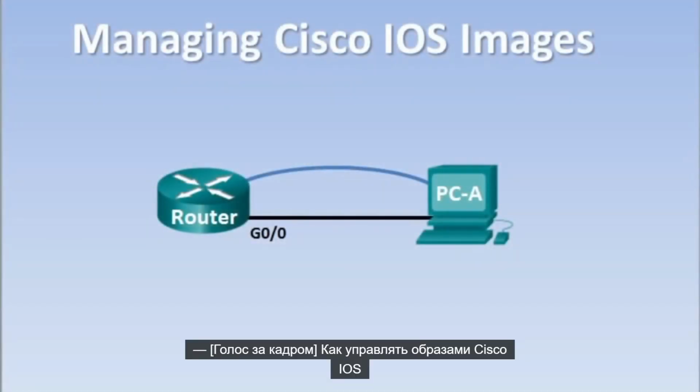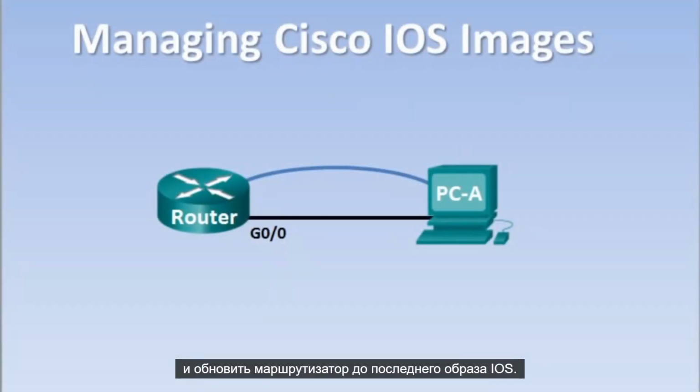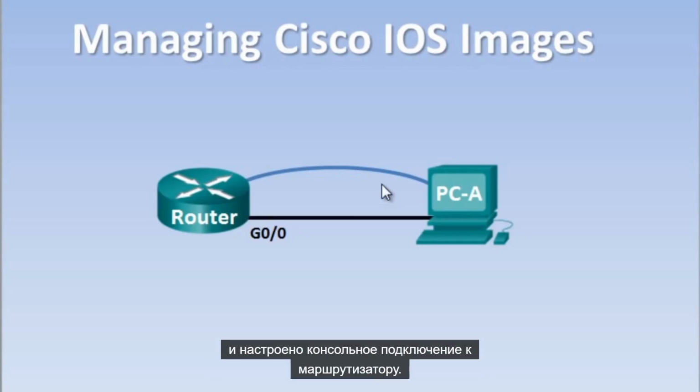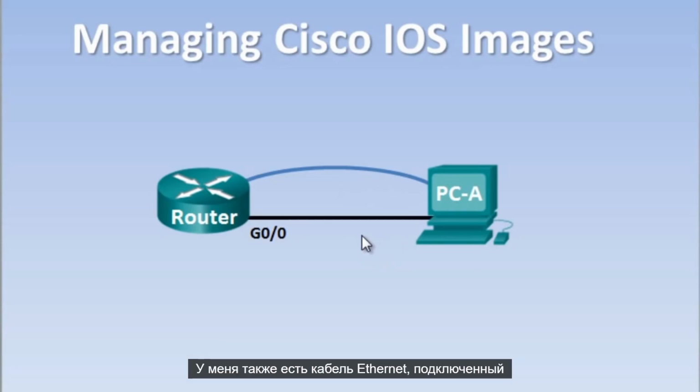How to manage Cisco IOS images and upgrade your router to the latest IOS image. In this video, we're going to establish a connection to a Cisco 1941 router. I have a PC that I'm working from, and I've got a console connection to the router, and I also have an Ethernet cable connected to the router's Gigabit 0/0 interface.